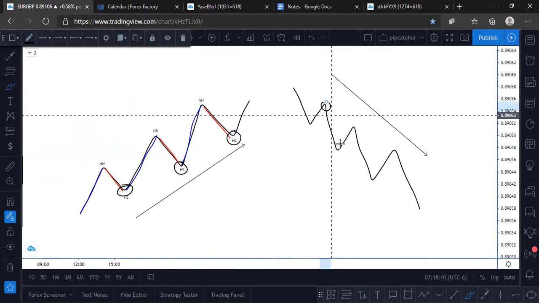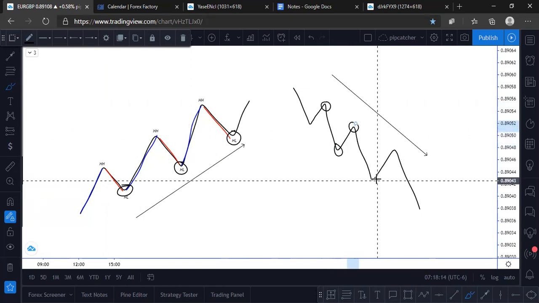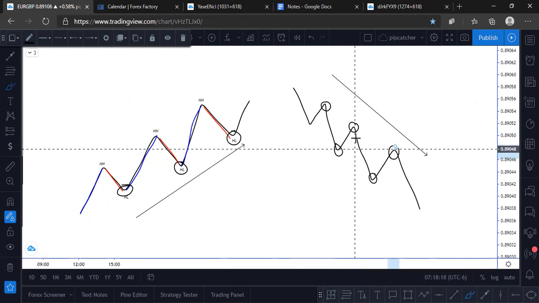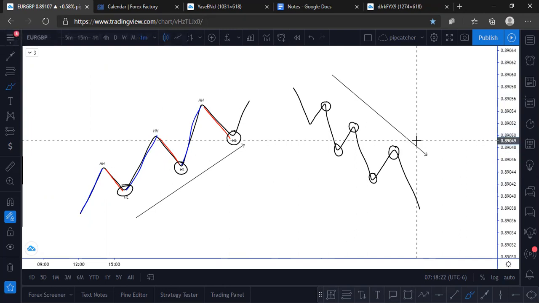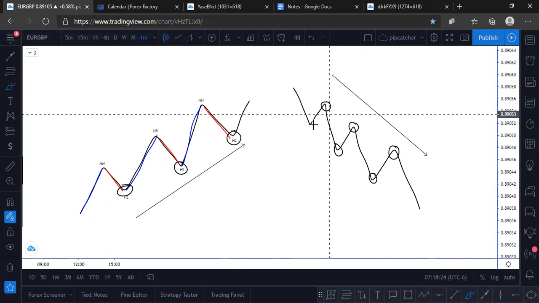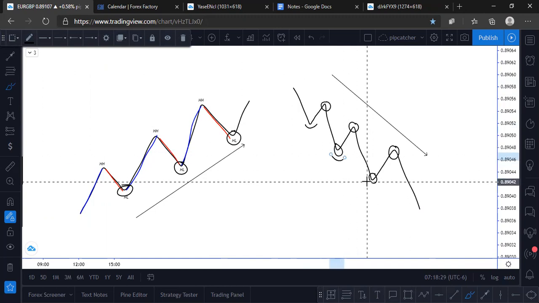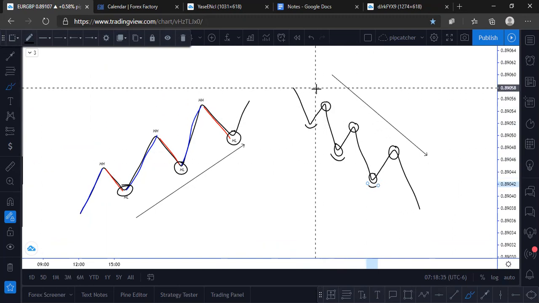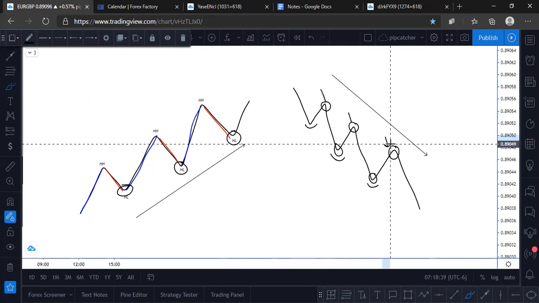So we have a lower high, lower low, lower high, lower low, and a lower high in a downtrend, right? So what we would look for is structure to be continuously broken to the downside for us to look for potential entries here, here, and here.